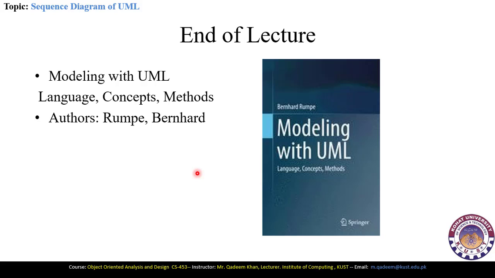Dear students, this is the end of the lecture. This is a reference book for yourself. If you want to study more about the topics, you should download this book. This book is the Springer book Modeling with UML: Language, Concepts, and Methods, written by Rumpe and Bernhardt. So you have to download and study this book, which is a very important book for yourself.